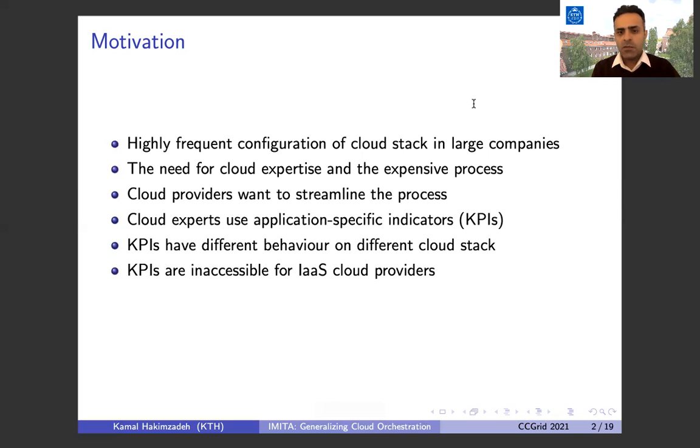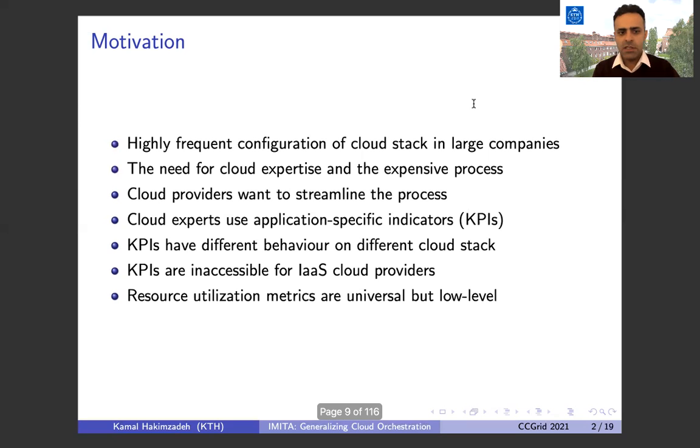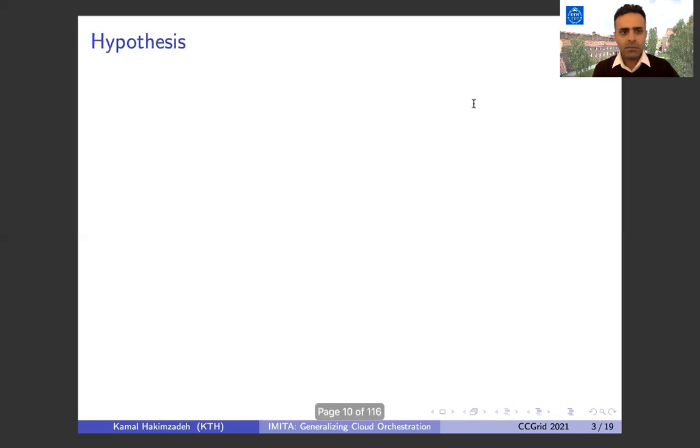KPIs are inaccessible for infrastructure as a service cloud providers, which is what large corporates usually use. On the other hand, resource utilization metrics are universal and can be used everywhere, but they are too low level to create any generic method on them that can work in different scenarios.